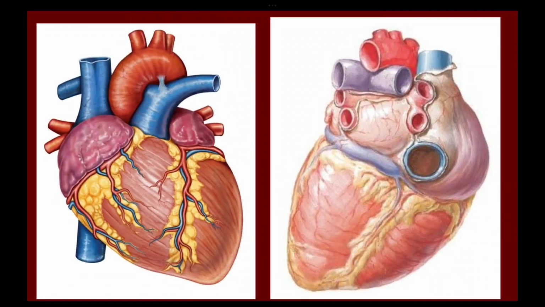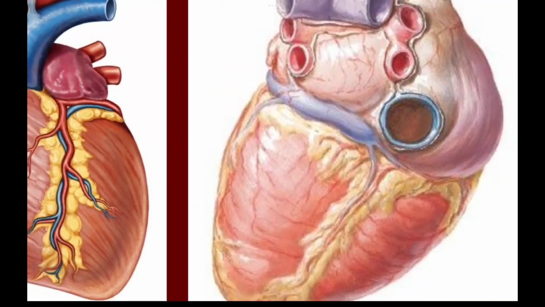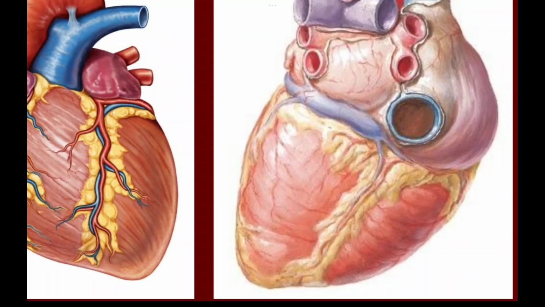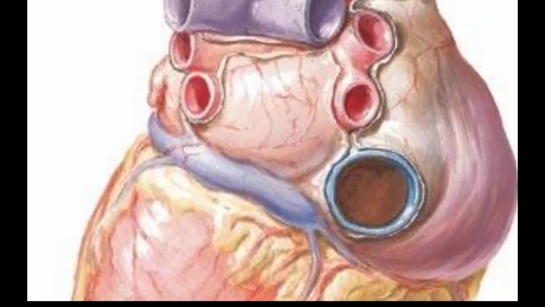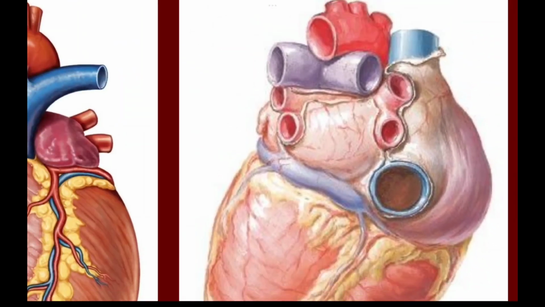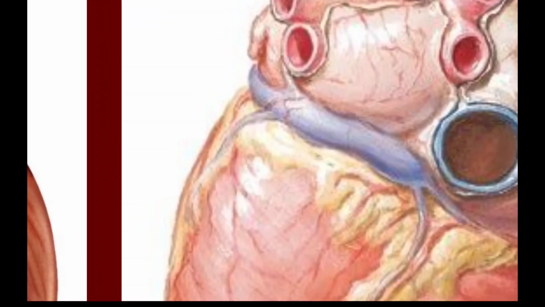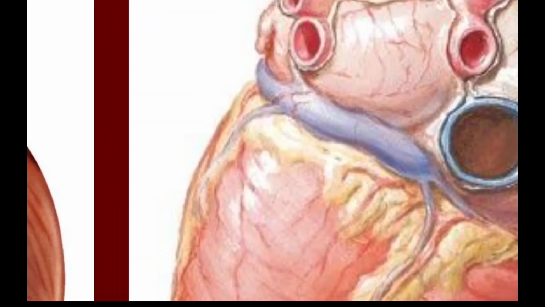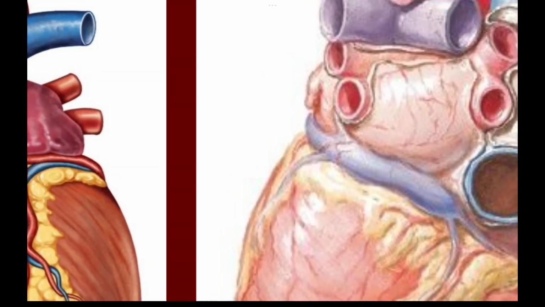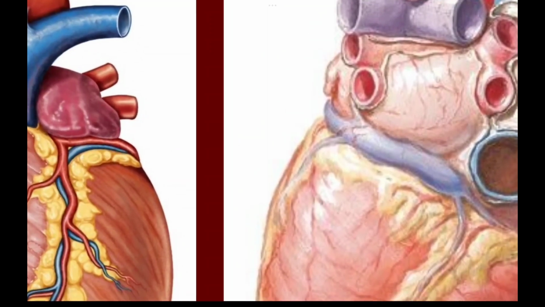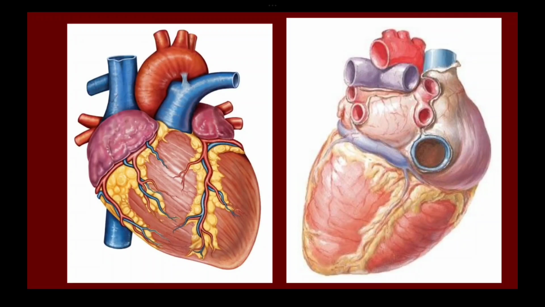Here is the posterior view of the heart. The blue circular structure that you see here is the inferior vena cava. This is the coronary sinus, which is opening into the right atrium. The blue structure winding around the heart and opening into the right atrium is the coronary sinus.